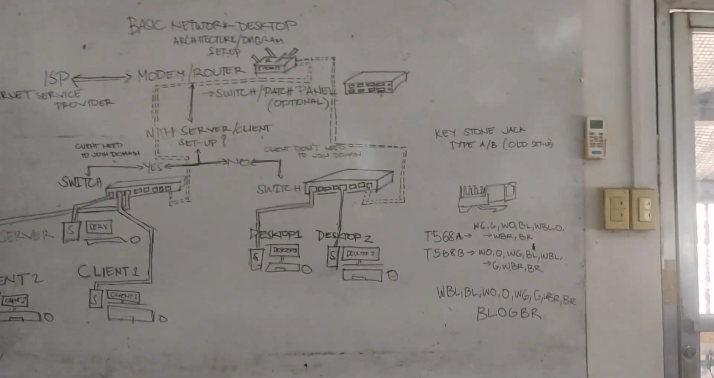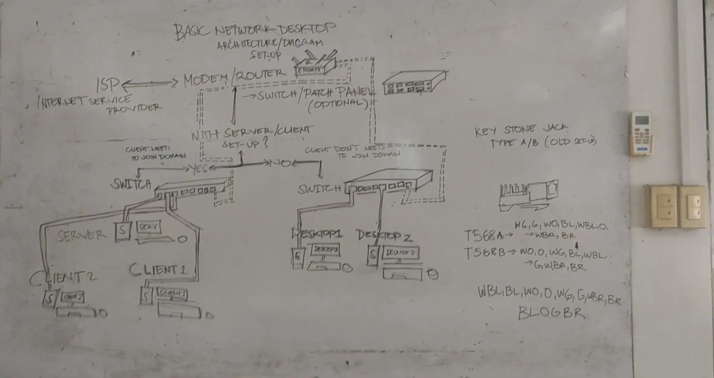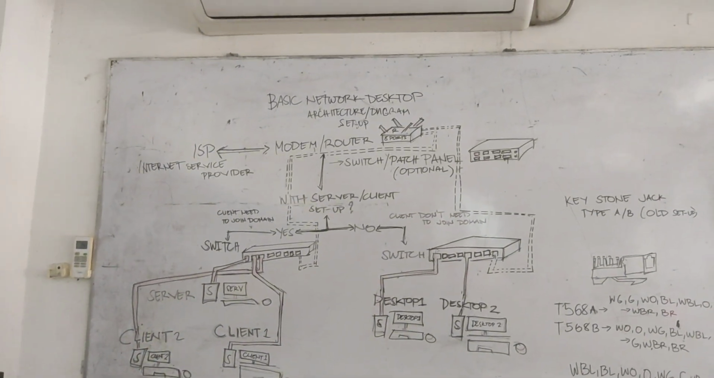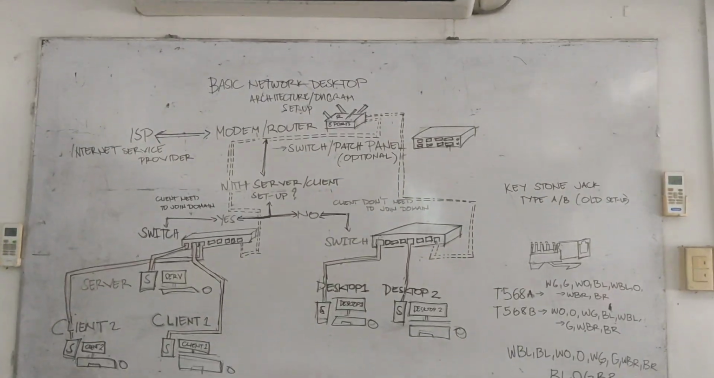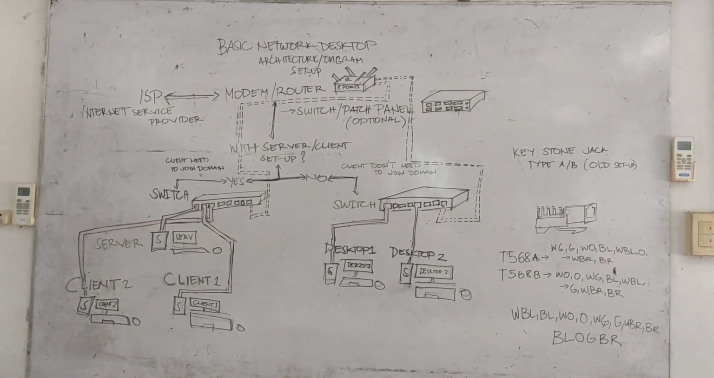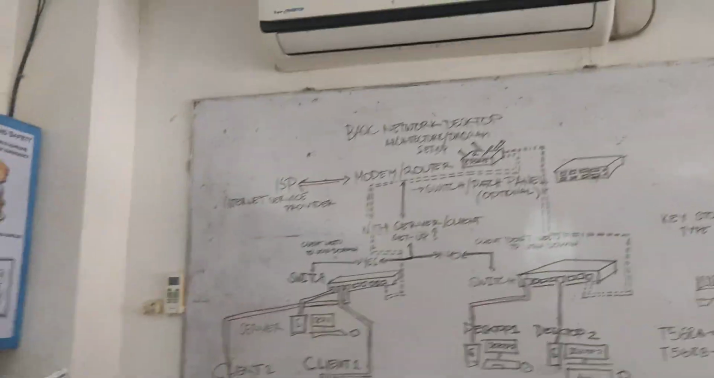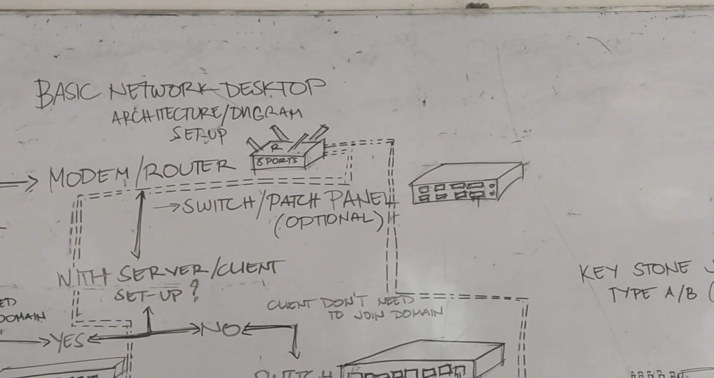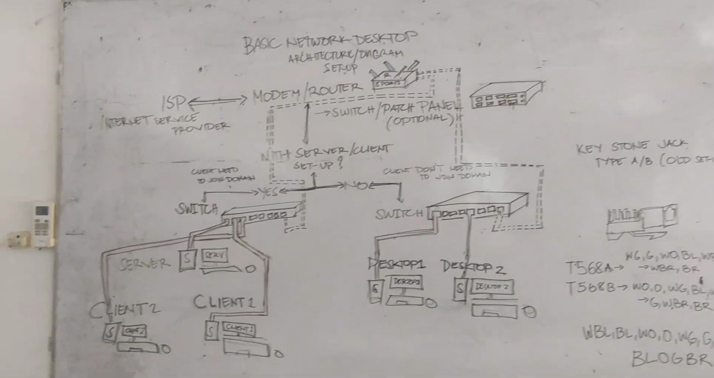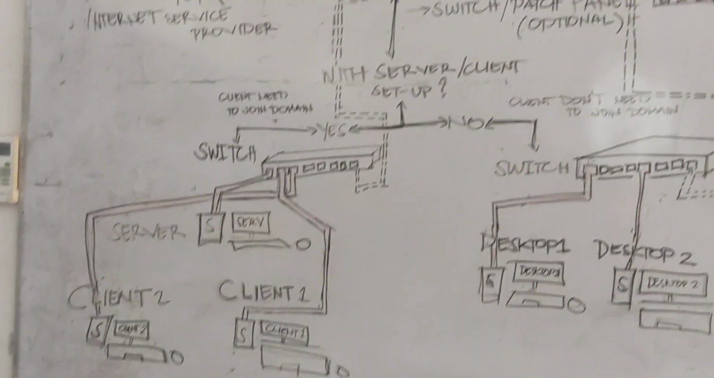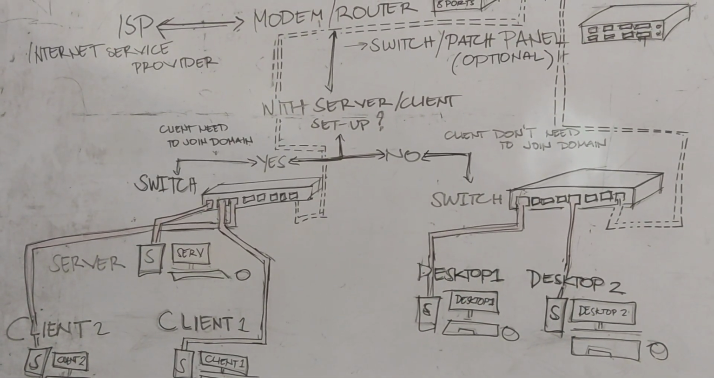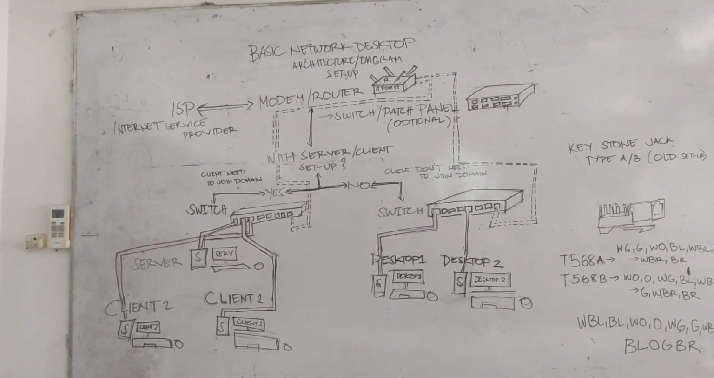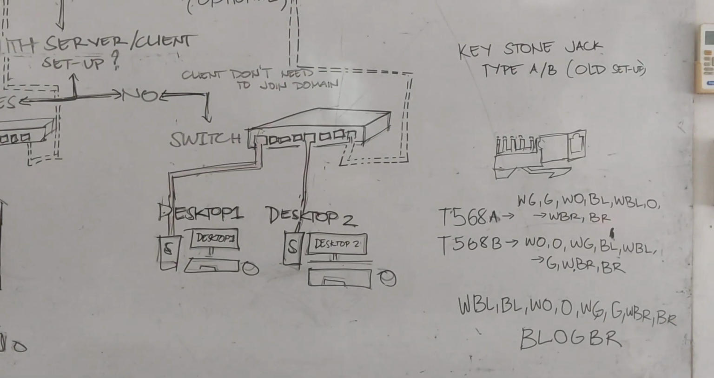Okay, so in this video, I'm going to show you the basic setup when it comes to a patch panel. First, this is my basic network architecture diagram. If you have an ISP, it goes to your router or modem, then to your router port one, and then to your basic setup. If you have a server-client setup, then you need this one. If not, then you just need this one.